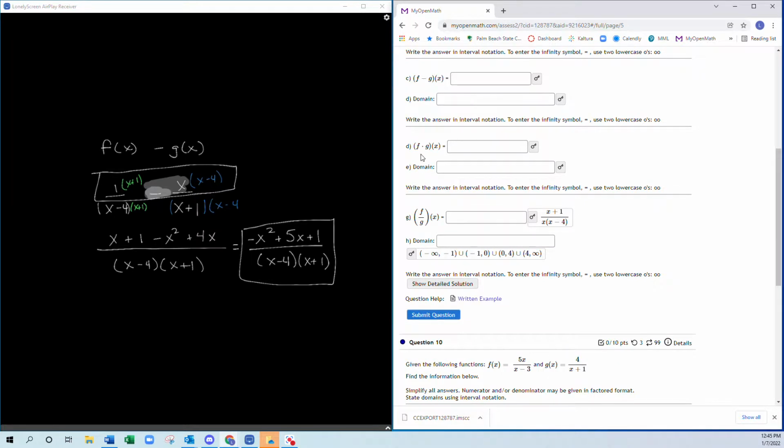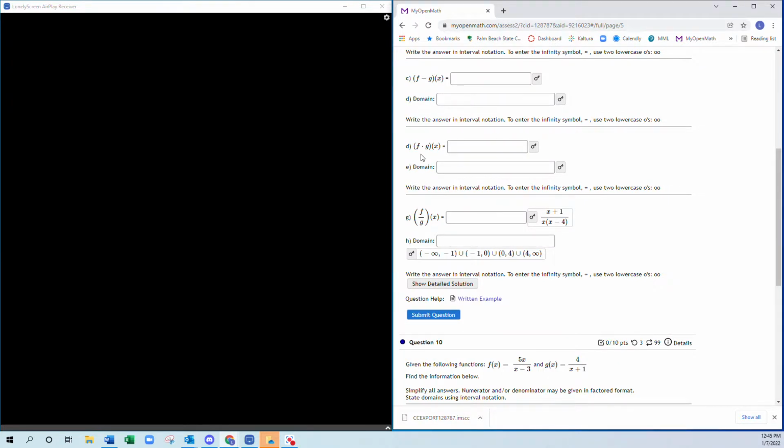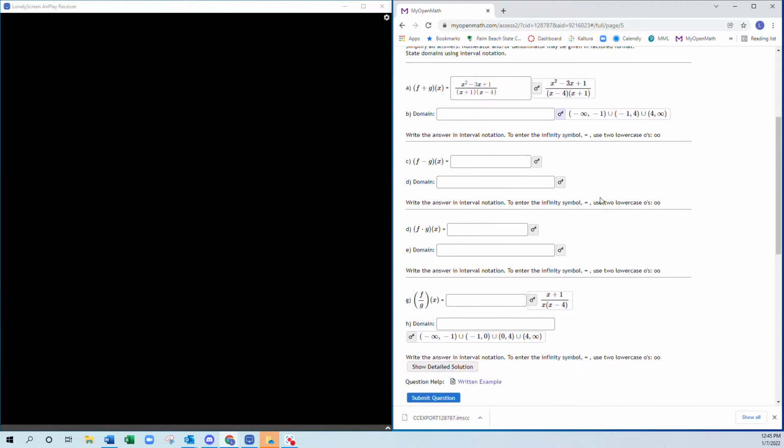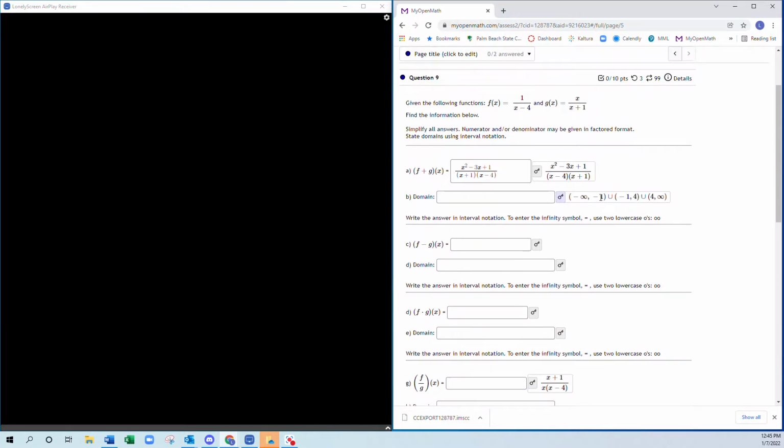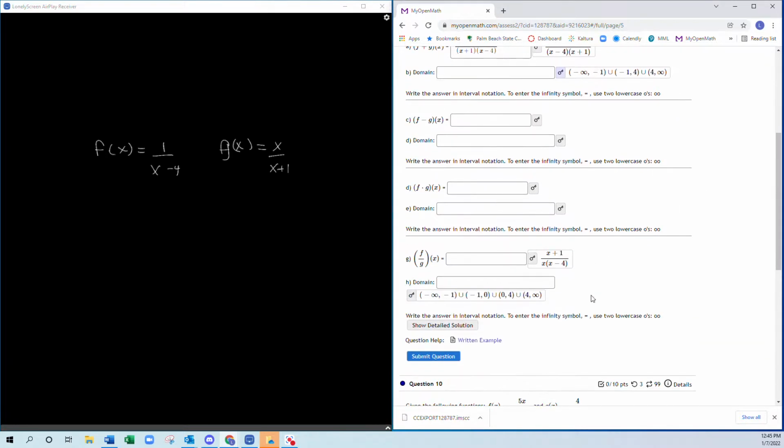Next up in our list is how do I multiply f of x and g of x? Let me just write those down again real quick. So f of x is equal to 1 over x minus 4, and g of x is equal to x over x plus 1. And multiplying fractions is definitely easier than adding or subtracting them.